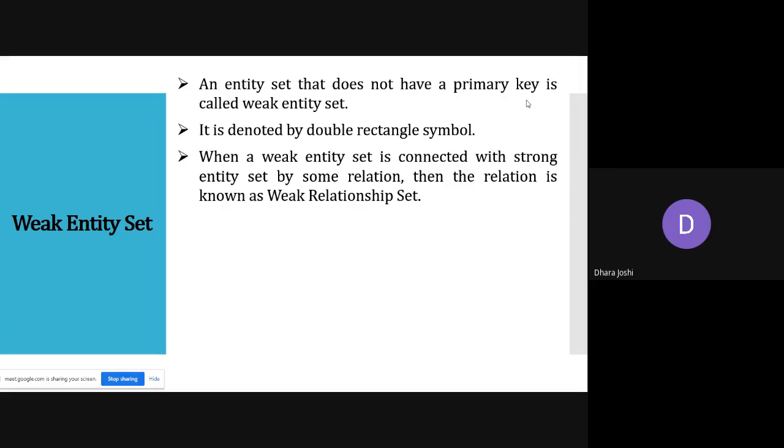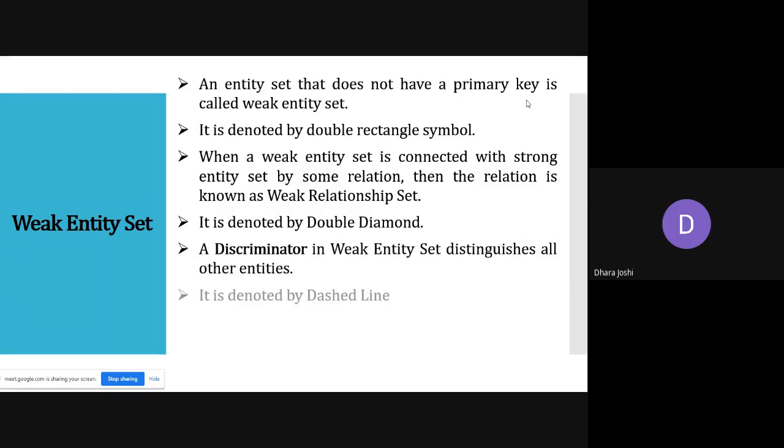When a weak entity set is connected with a strong entity set by some relation, then the relation is known as a weak relationship set. That means if I have one weak entity set connected with relations, because we know entities can be connected with relationships, then that relation is also called a weak relationship set. And the relation is denoted by a double diamond.